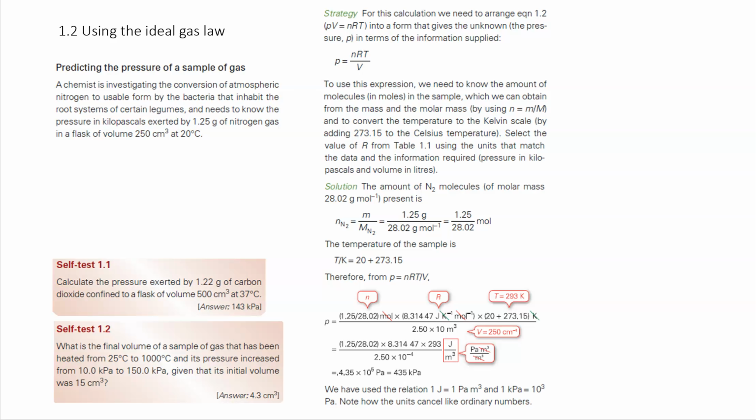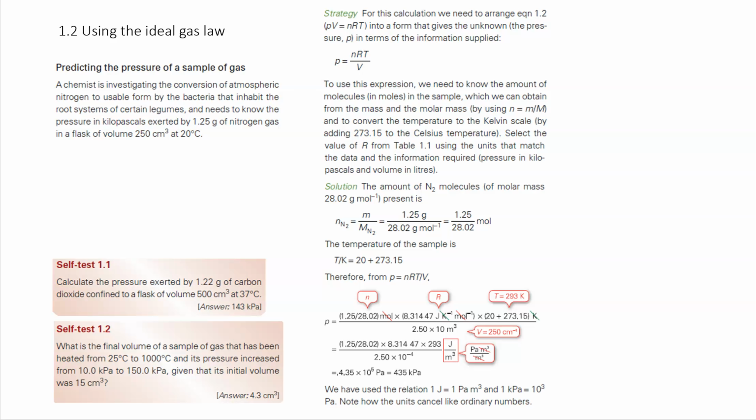A chemist is investigating the conversion of atmospheric nitrogen to usable form by bacteria that inhabit the root systems of certain legumes, and needs to know the pressure in kilopascals exerted by 1.25 grams of nitrogen gas in a flask of volume 250 milliliters at 20 degrees Celsius. So what do we do? Well, first we take PV equals nRT and we identify which value we're trying to figure out, and that's going to be the pressure.